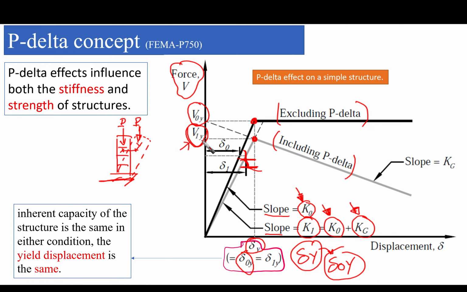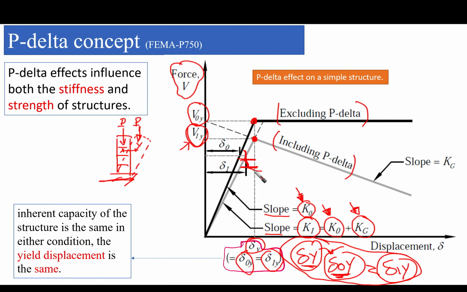Okay, and the corresponding displacement for this V1 yield, we found, surprisingly, is the same delta yield. So this is why we put it as delta yield or delta node yield, which is the original structure without inclusion of P delta, or delta 1 yield. All of them are the same. This is a phenomenon we found. This point is the same, I mean, in terms of displacement.